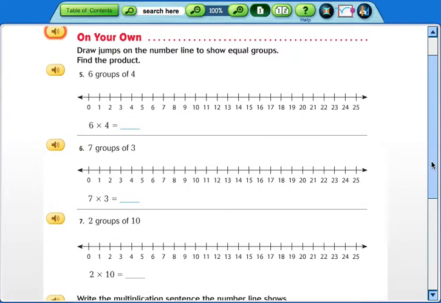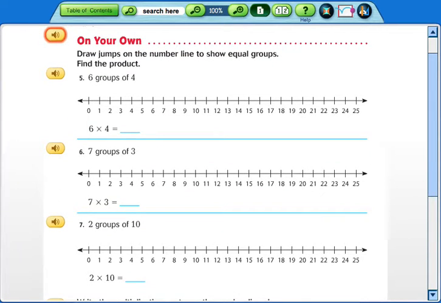I know, but we're almost done, guys. And you all, this is a great strategy. I draw number lines on my paper all the time for difficult multiplication. So look, 6 groups of 4. That means 6 times 4. So I need 6 jumps with 4 in each jump. Okay?